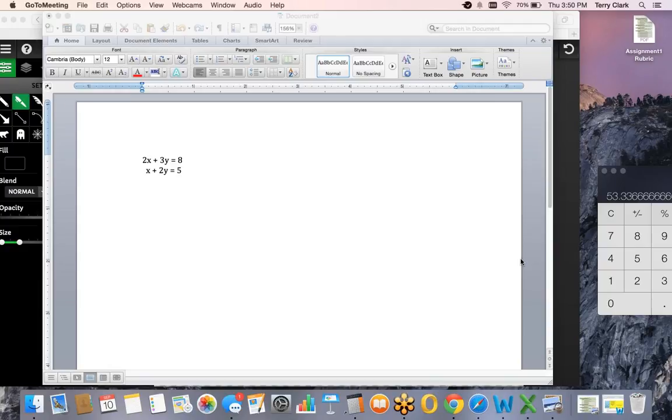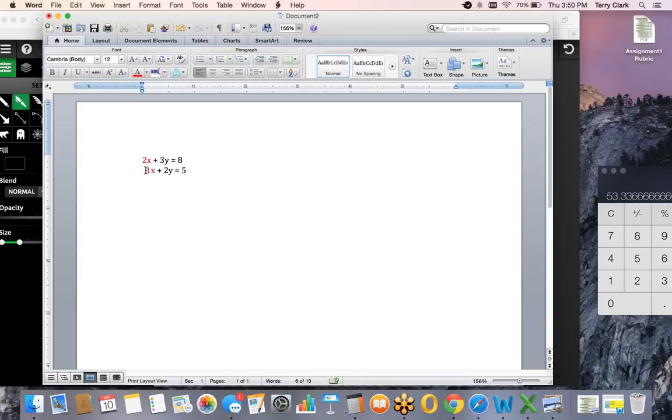Sometimes getting rid of a certain variable will create less work for you. But whether you have to do one step or two steps, you're still going to come up with the same answer. So I'm going to get rid of the x's. I'm going to make the x's red because that's what I want to get rid of. Now that first x is a 2x, and the second x, I'm going to put a 1 in front of it. It's really 1x. When you can't see the number, it's 1.